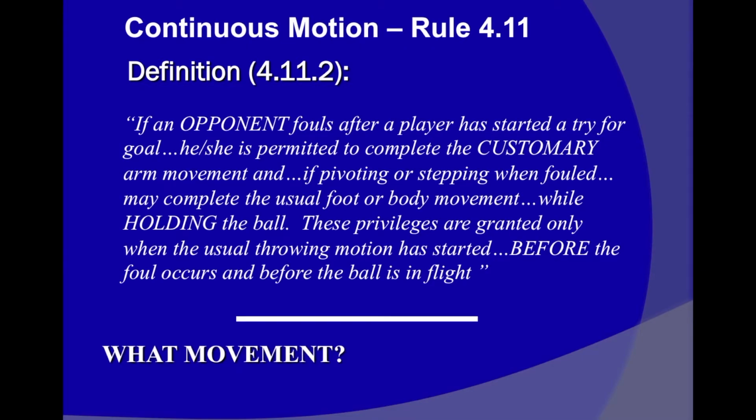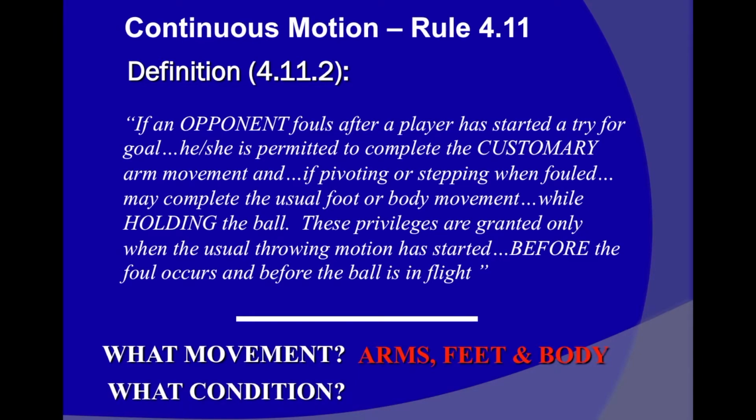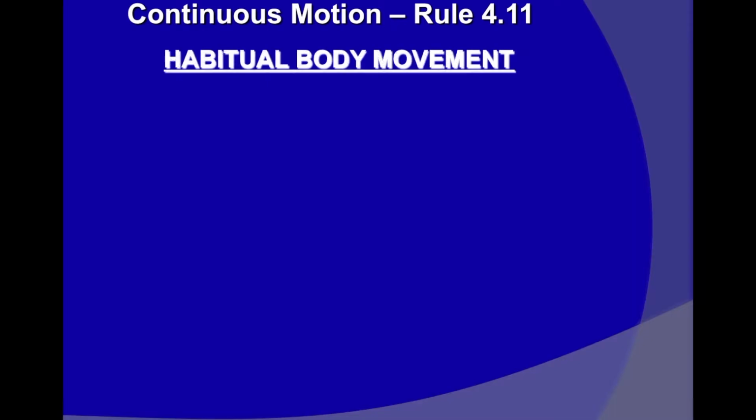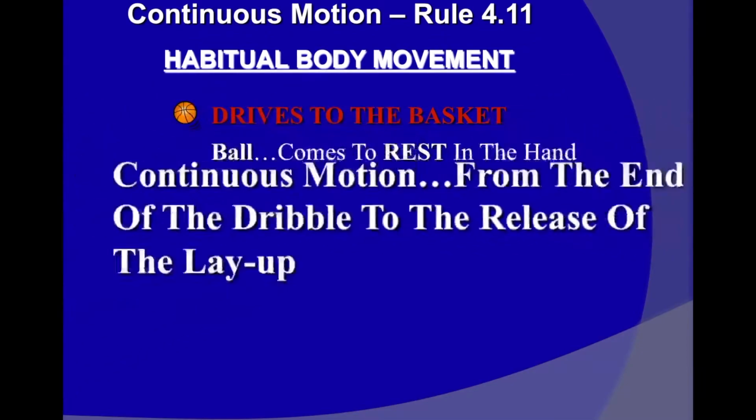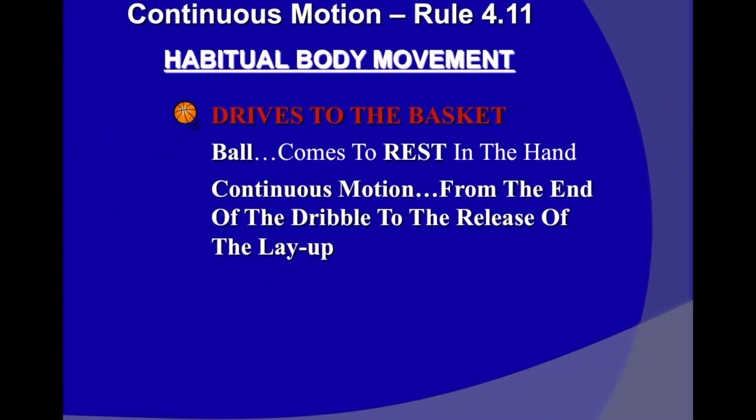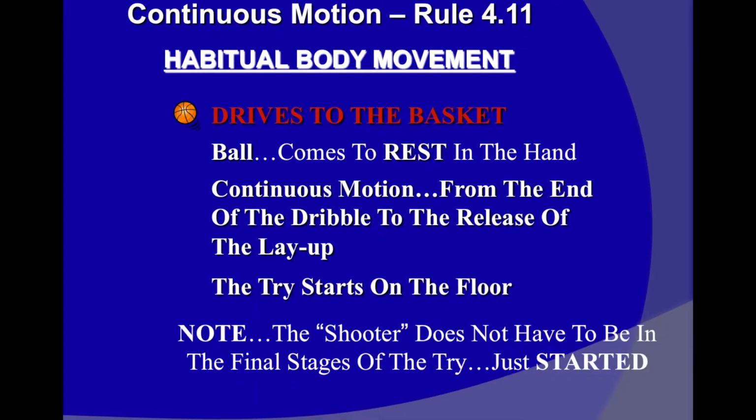So what kind of movements are covered? Arms, feet, and body while holding the ball. So how does this apply to drives to the basket? Well, after the dribble has ended, all movements of arms, feet, and body are part of the customary and habitual movements that precede the release of the ball. So this means that the try for goal during a drive to the basket starts on the floor.